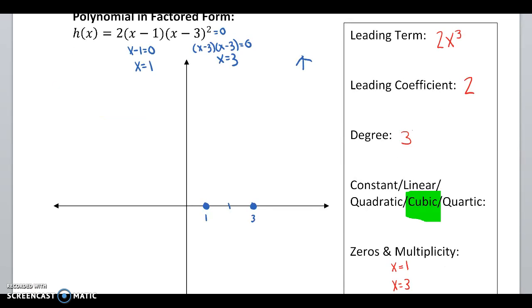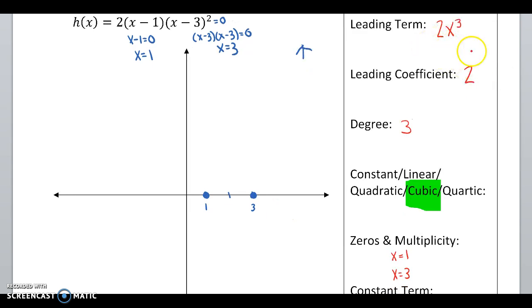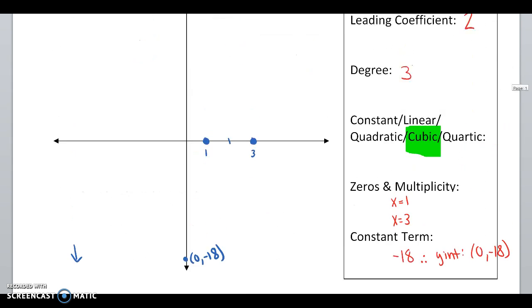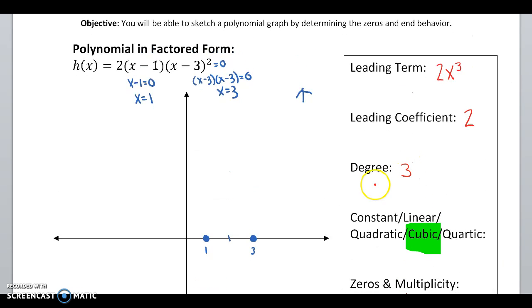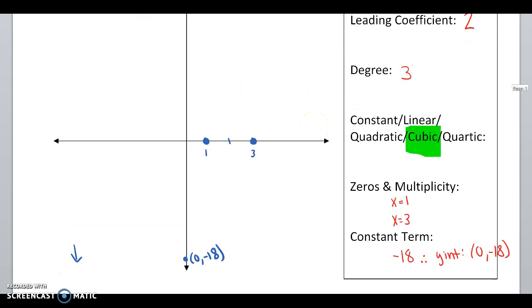Okay, you should have got that the zeros are at 1 and 3. The leading term, if you multiply it all out, although I gave it to you down here, is 2x to the third, which means this is a cubic function, degree of 3. The ends should go in opposite ways. The lead coefficient is 2, which is positive, so on the left it should be down, and on the right it should be up, like a regular cubic function.